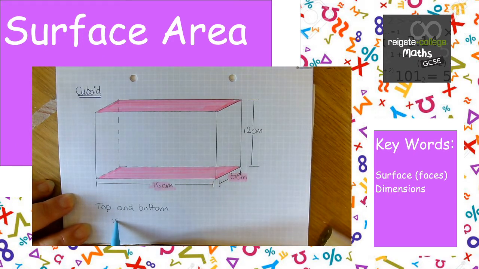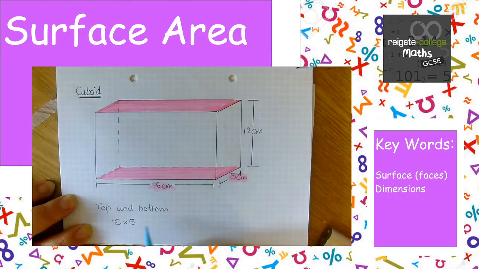My calculation, therefore, is 16 multiplied by 5, which is 80. So 80 centimetres squared is the area of one face. I have 2 of them, so 80 multiplied by 2 gives me 160 centimetres squared for the top and the bottom.